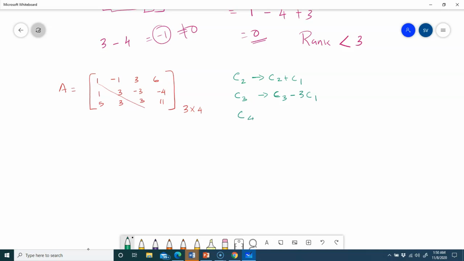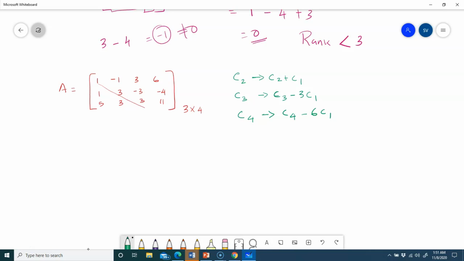Our objective is to make the main diagonals units and the remaining elements zeros. You can do whatever operation you would like to do, but you have to write here. So column 4, I'm going to write column 4 minus 6 times column 1. Okay, so what will happen?